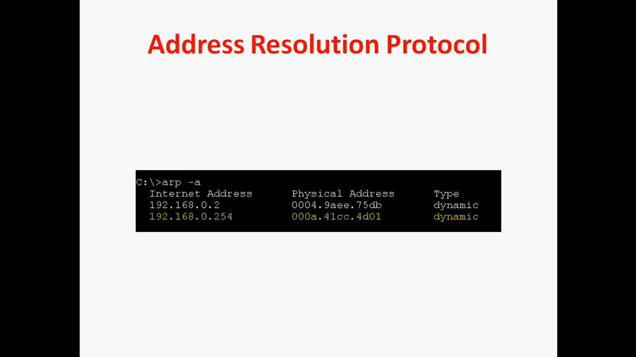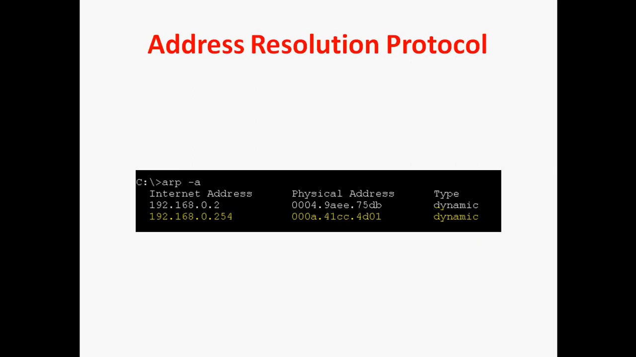So once PC0 gets the ARP reply from the router, it will add that MAC address in the ARP table. Here we can see 192.168.0.254, and the MAC address is 00A. So I added it in that ARP table, and the type is dynamic, which means it can learn that MAC address dynamically. ARP is the Address Resolution Protocol. Using the ARP protocol, we can find out the destination MAC address.